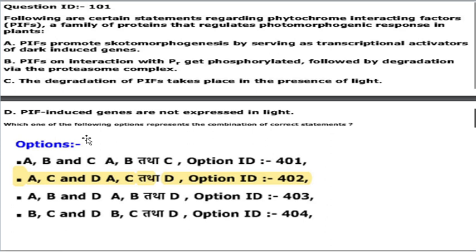Next, degradation of phytochrome interacting factor takes place in the presence of light. Of course, once light is present, PIFs are no longer required, because other proteins involved in photomorphogenesis will be active. So in the presence of light, PIF proteins start to degrade. Next, PIF induced genes are not expressed in light. Absolutely correct. They are expressed only in dark conditions.